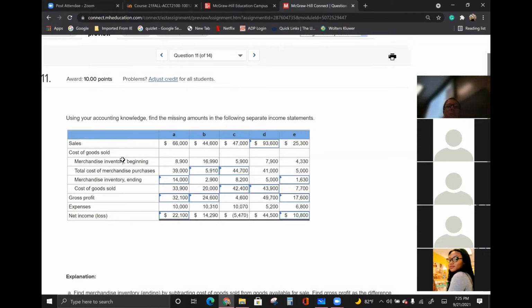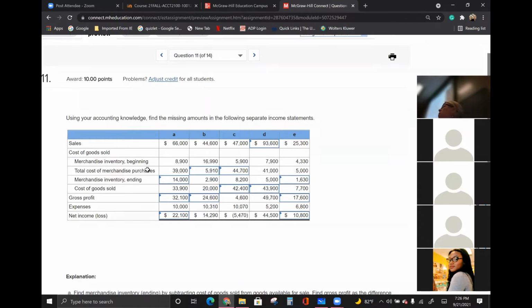So let's see. I start with my beginning inventory, 8,900. Let me put it in here and make sure I'm telling you correctly. Okay, so we have beginning inventory of 8,900. I need to add my purchases, 39,000. That gives me goods available. It doesn't have that line on here, but you know that beginning balance plus purchases gives me what's available. So what's available is 47,900.